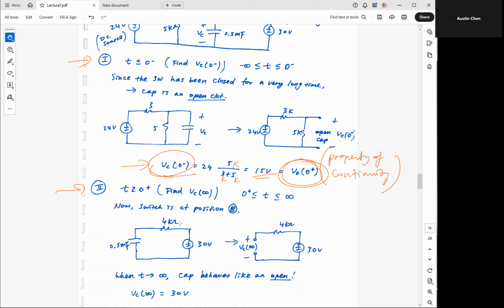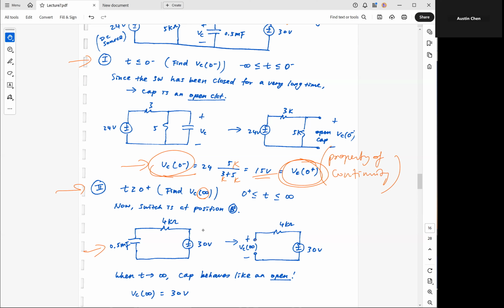All right, so then what do we do here? Well, we'll basically say the same thing here, since we need to find VC at infinity. So we need to say the circuit has been sitting there for a long time. This capacitor is going to behave like an open circuit after it has been sitting there for a long time. So instead of putting a cap there, I'm just going to remove that and leave it open.